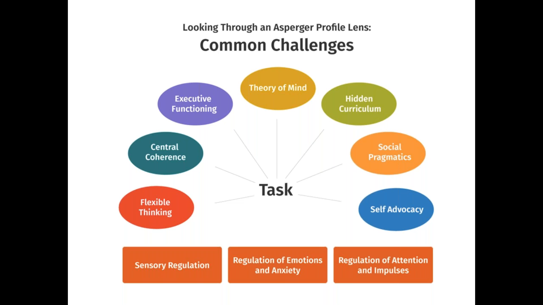So the bottom row, the rectangles that you see, are sensory regulation, regulation of emotions and anxiety, and regulation of attention and impulses. Regulation of emotions and anxiety could probably be two separate things. Regulation of emotions are these kids whose emotions seem to go from 0 to 100 in a split second. Anxiety, so a lot of these kids see everything as a catastrophe, and they have a lot of trouble tolerating frustration. Difficulty with maintaining attention and impulse control is kind of just what it sounds like. They can't follow through on anything.